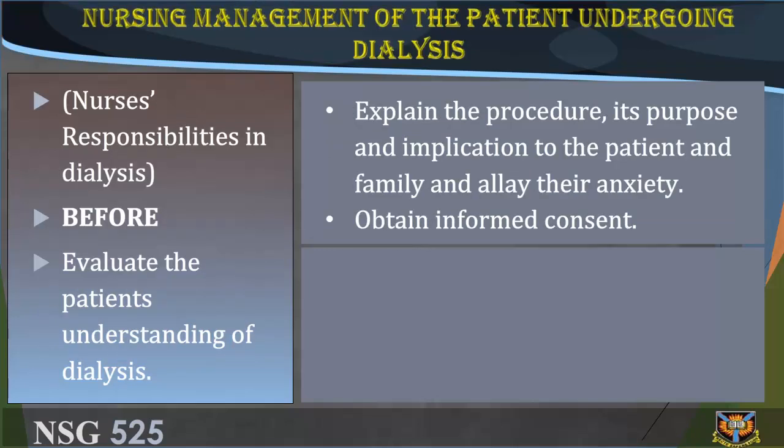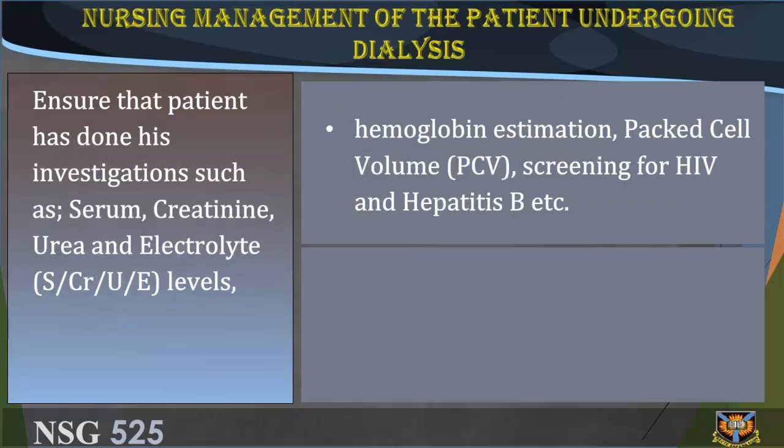Nursing management of the patient undergoing dialysis. Before: evaluate the patient's understanding of dialysis, explain the procedure, its purpose and implications to the patient and family, and allay their anxiety. Obtain informed consent. Ensure that the patient has done his investigations such as serum creatinine, urea and electrolyte levels, hemoglobin estimation, packed cell volume, screening for HIV and hepatitis B, etc.